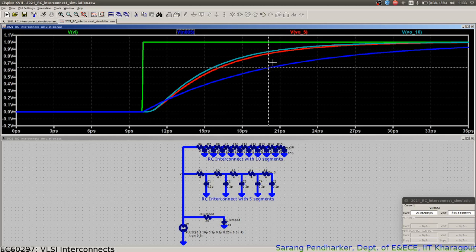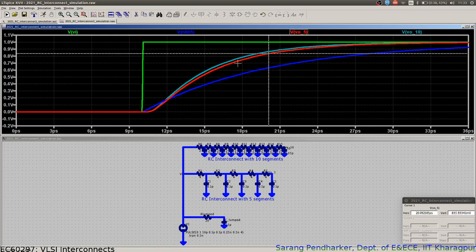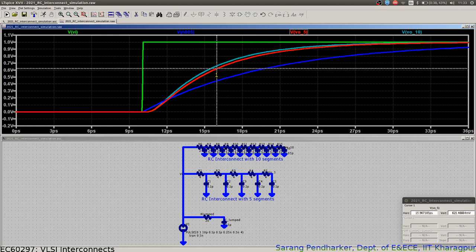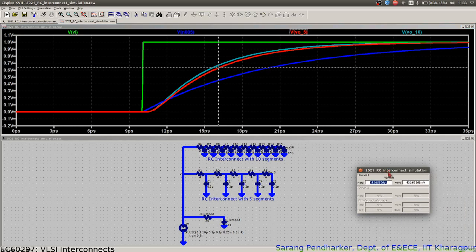If I look at this for 5 stages at 0.63, I don't know whether the value will be captured in the recording, but here it is showing 16 picoseconds. You can check it for yourself. So this is close to 5 picoseconds. This seems to be converging to 5 picoseconds, but it's not yet there. There is still an error of 1 picosecond.